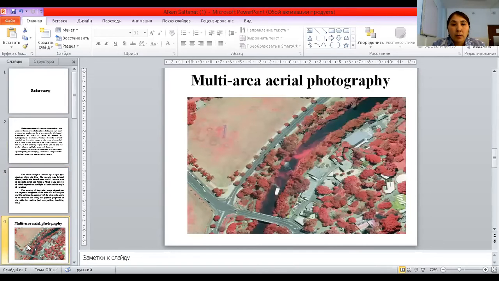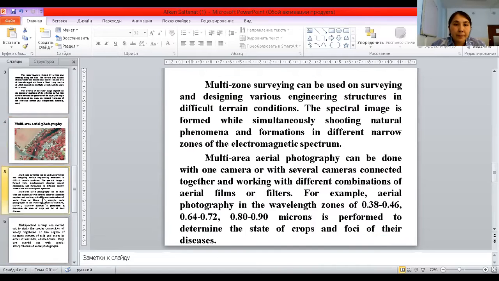And on the next slide, you can see multi-area aerial photography. We know that we have single-road aerial photography and multi-road aerial photography. This is an example of multi-area aerial photography.